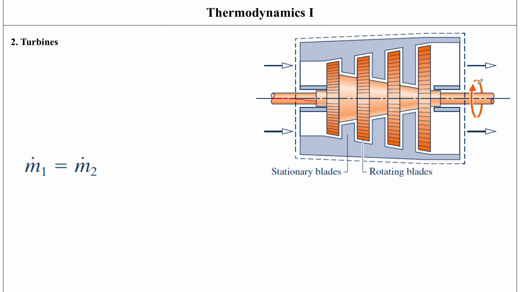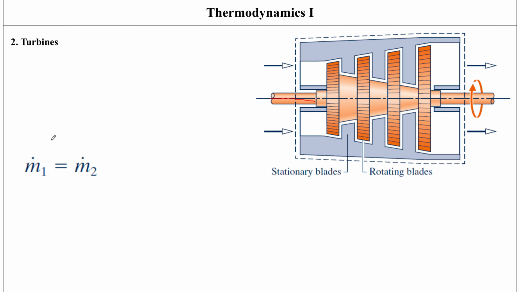So shaft work is being produced here, and these turbines are being used everywhere around you in vapor power plants and gas power plants, aircraft engines as well. So whether it's a hydraulic turbine, which is being used in the dam, or whether it's a wind turbine that is being used in a wind turbine facility, turbines are really important applications and devices. So we have to obviously analyze how these work.